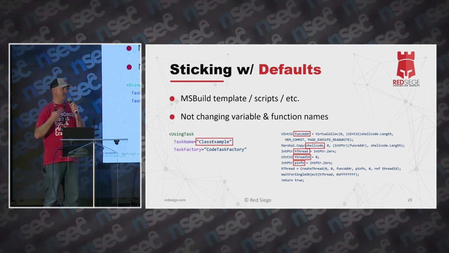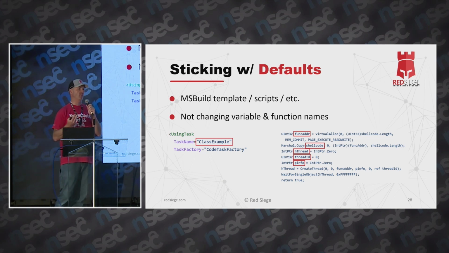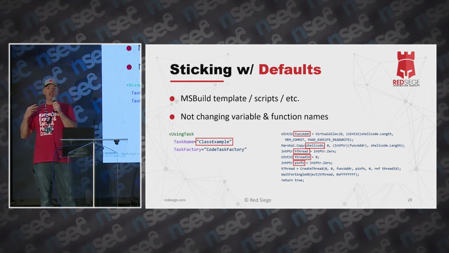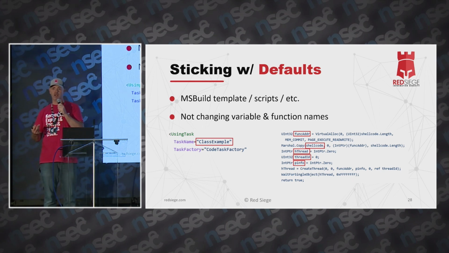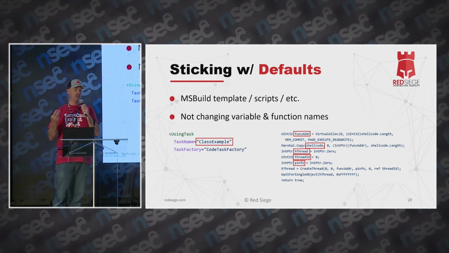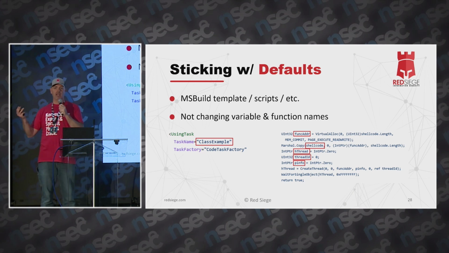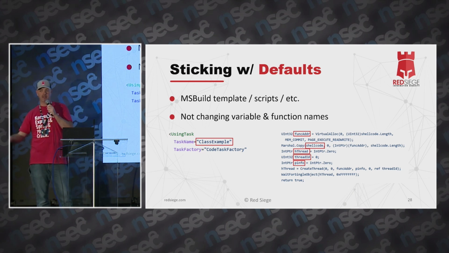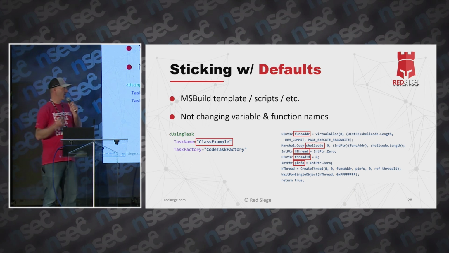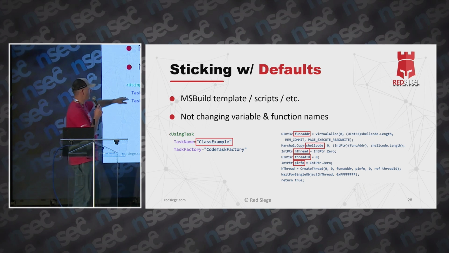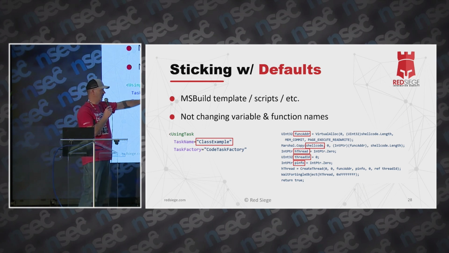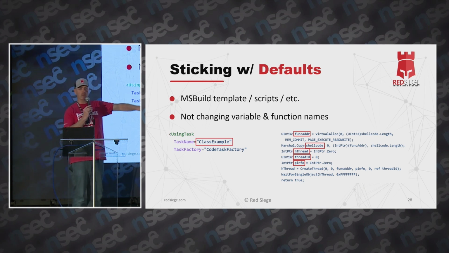One of those things is not changing default values. If you've ever heard of the MSBuild technique and you've used MSBuild to get payload execution, you've probably heard of the 3G student template. The 3G student template is a good template that a lot of people use, but it's very well known. It starts out with a task name, and this is an XML file that gets loaded by MSBuild if you're not familiar with the concept.